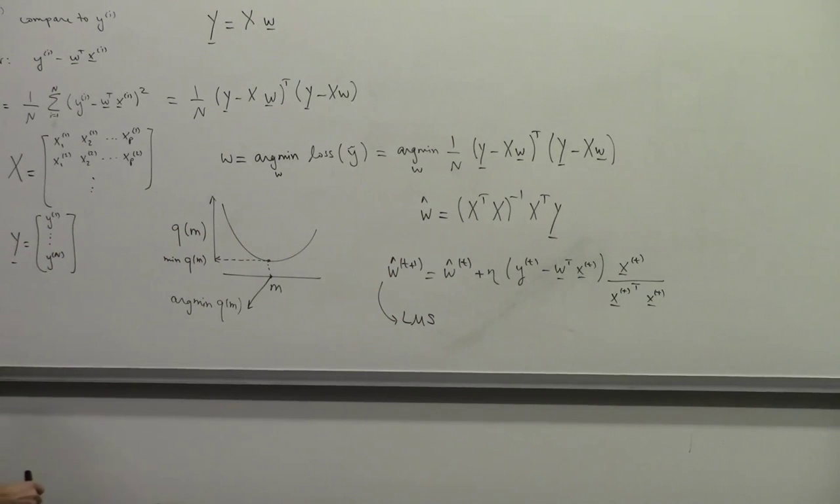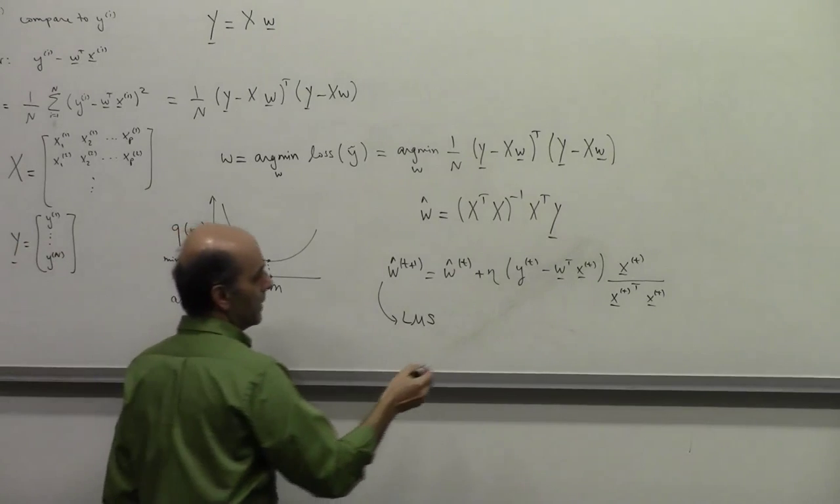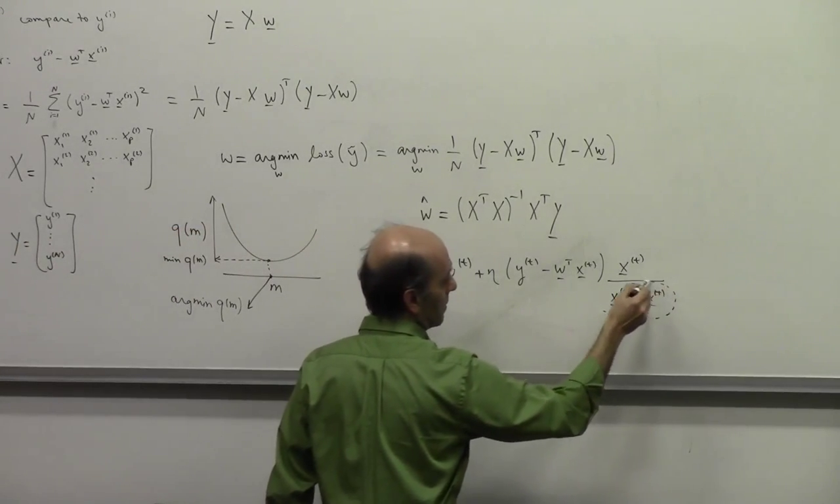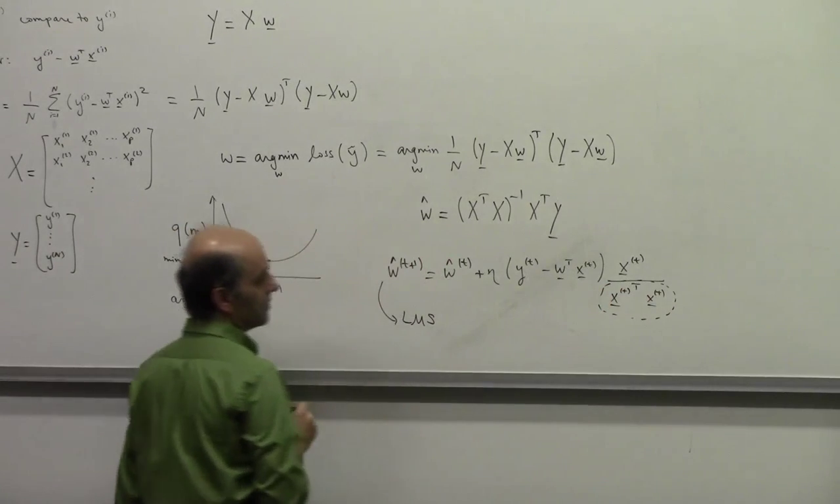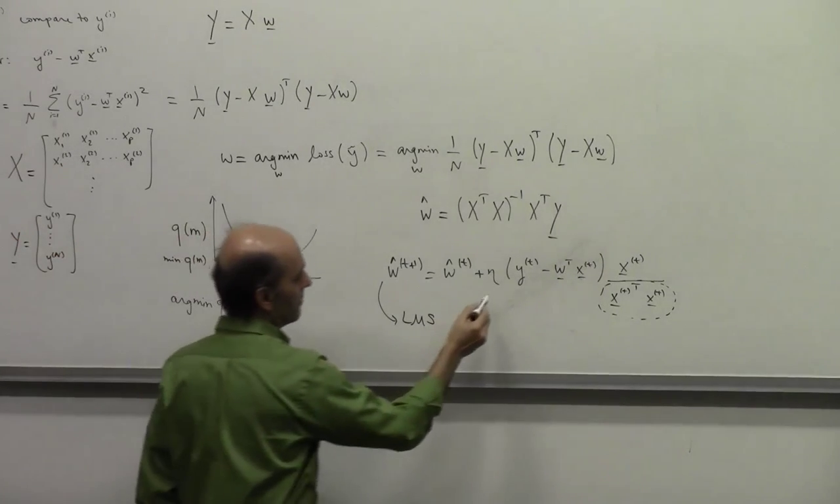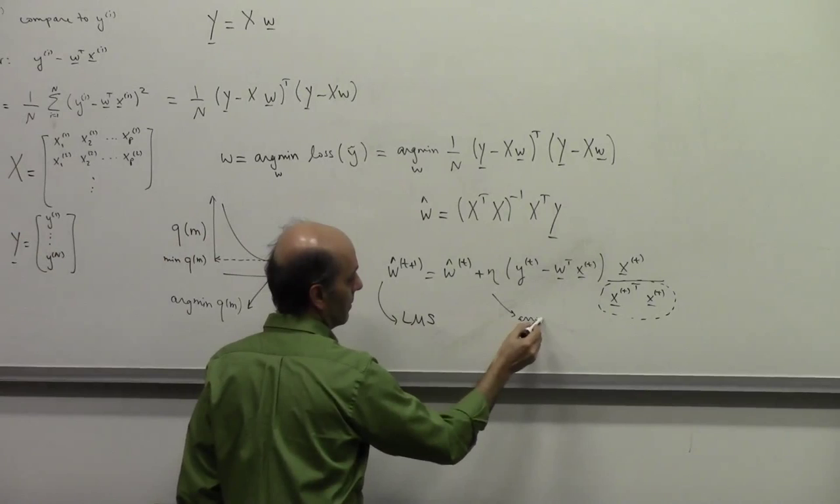Now, what I want to talk a little bit about today is what this means. What's this division here? Where does this come from? And what this means, this error sensitivity.